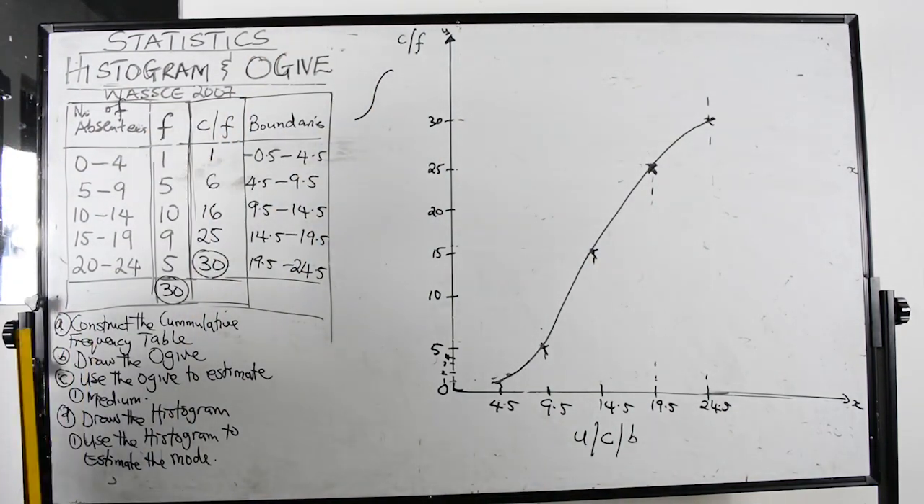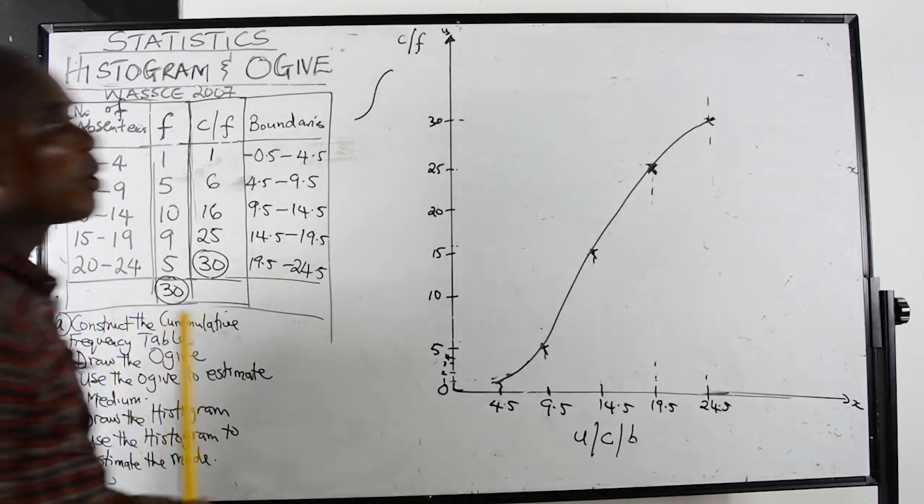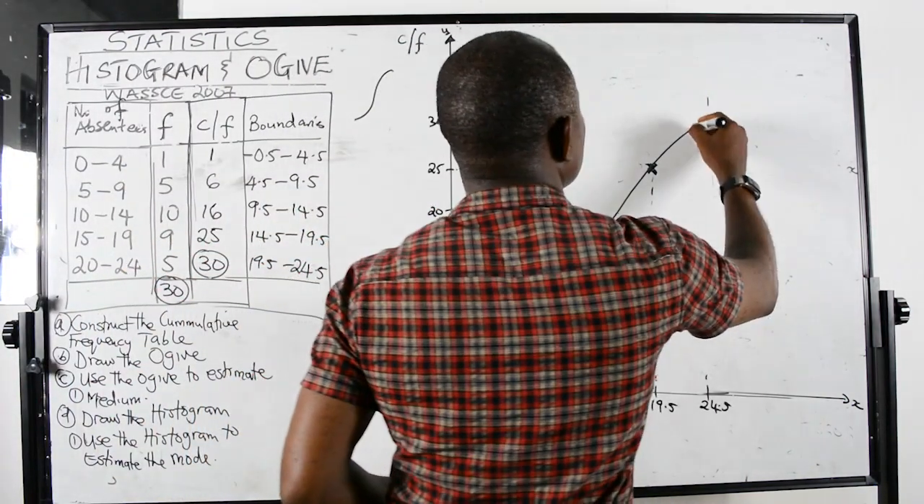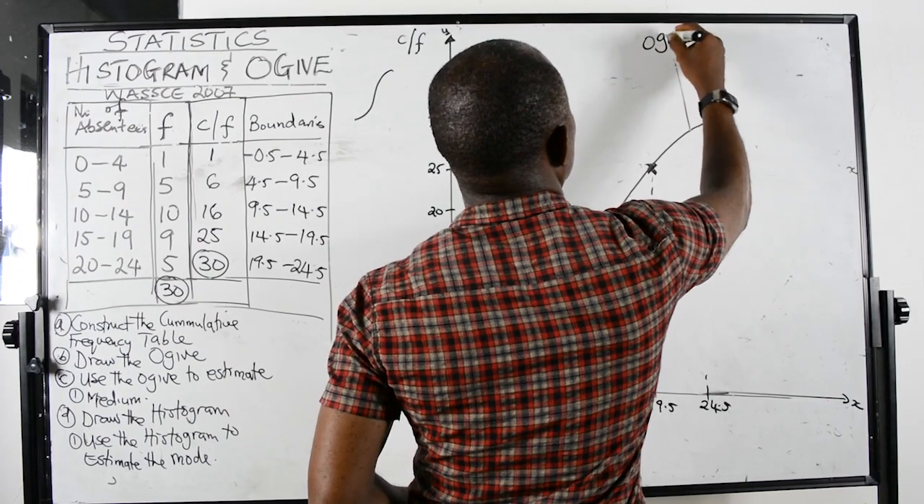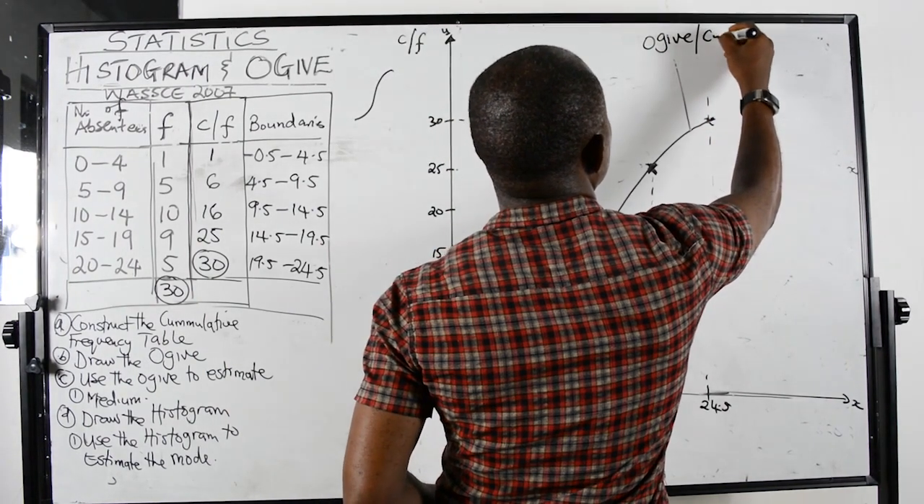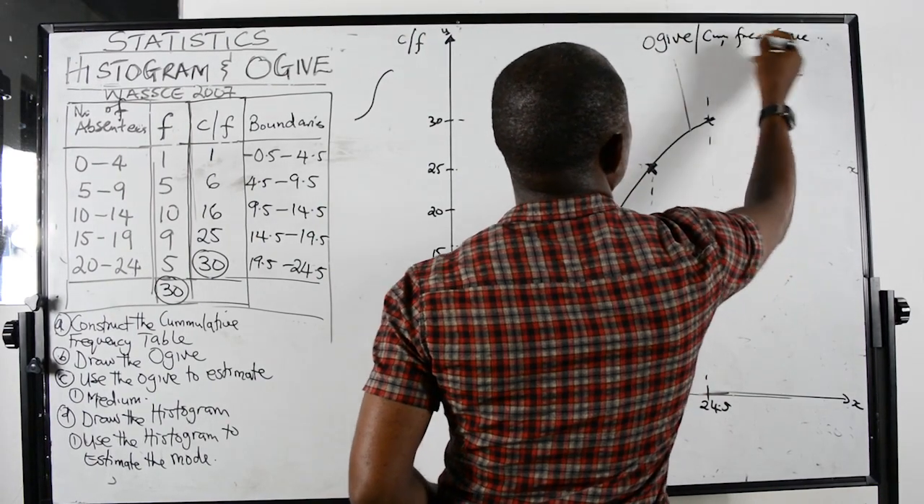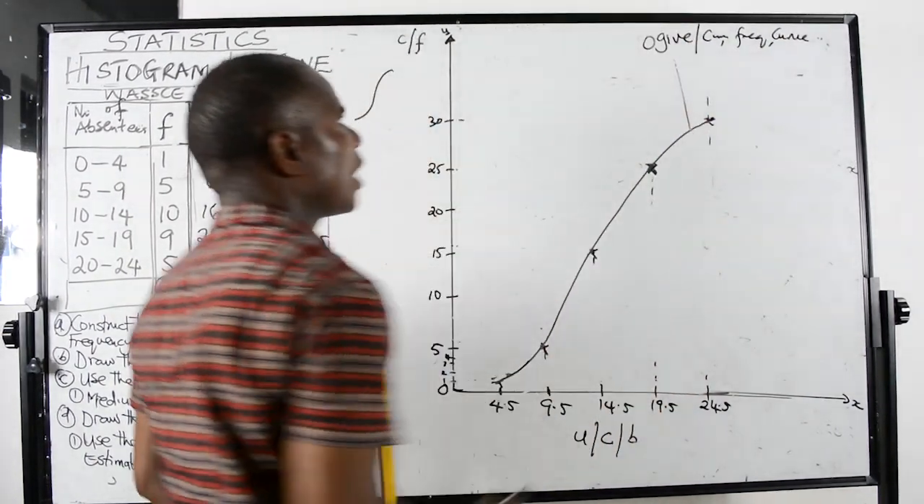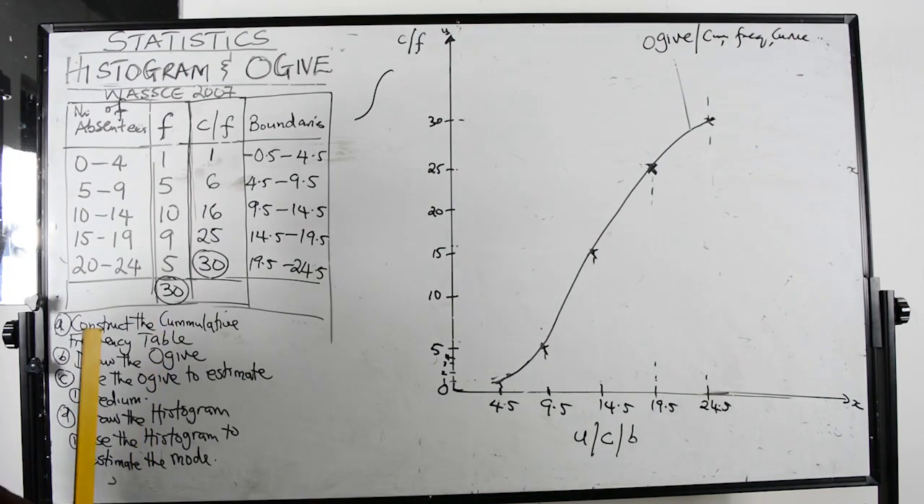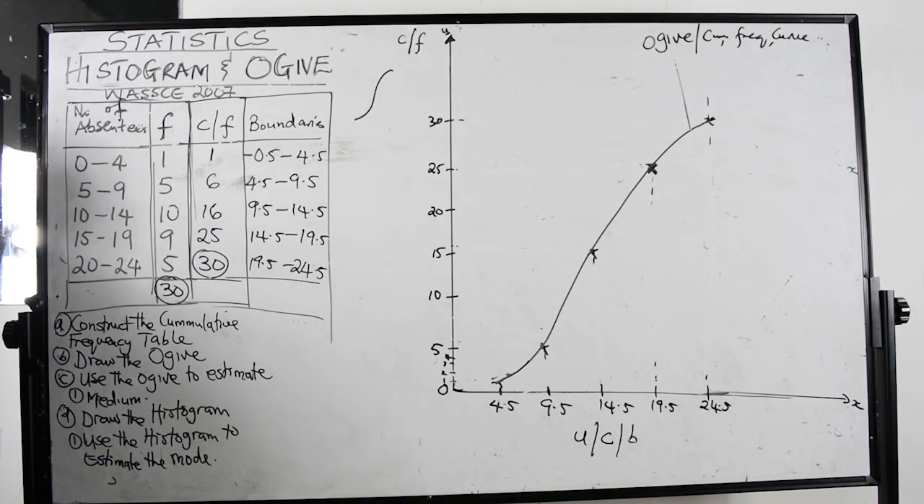So now we want to use this curve. This is called the Ogive. You can call it the cumulative frequency curve. It's called the Ogive or the cumulative frequency curve. So now you have the cumulative frequency curve and the Ogive.